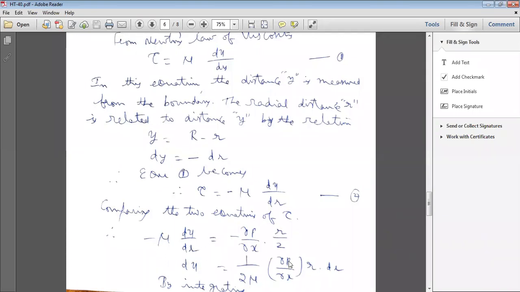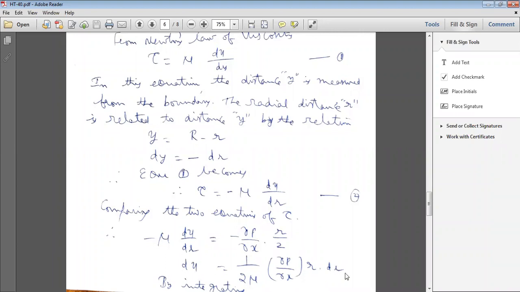You take dr to the right hand side. That's why finally from this relation, du, the variation of velocity, is equal to 1 by 2 mu into the pressure gradient dou p by dou x into radius r into dr. So what are the variables here?